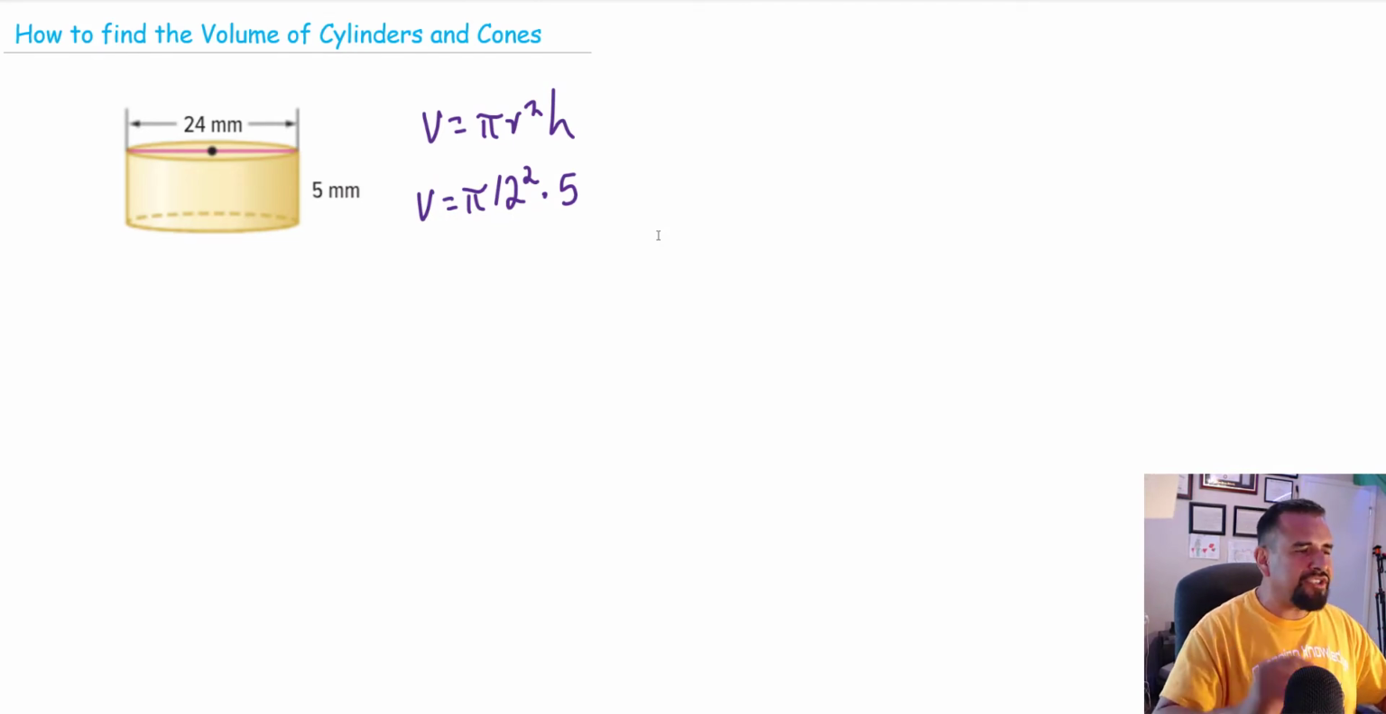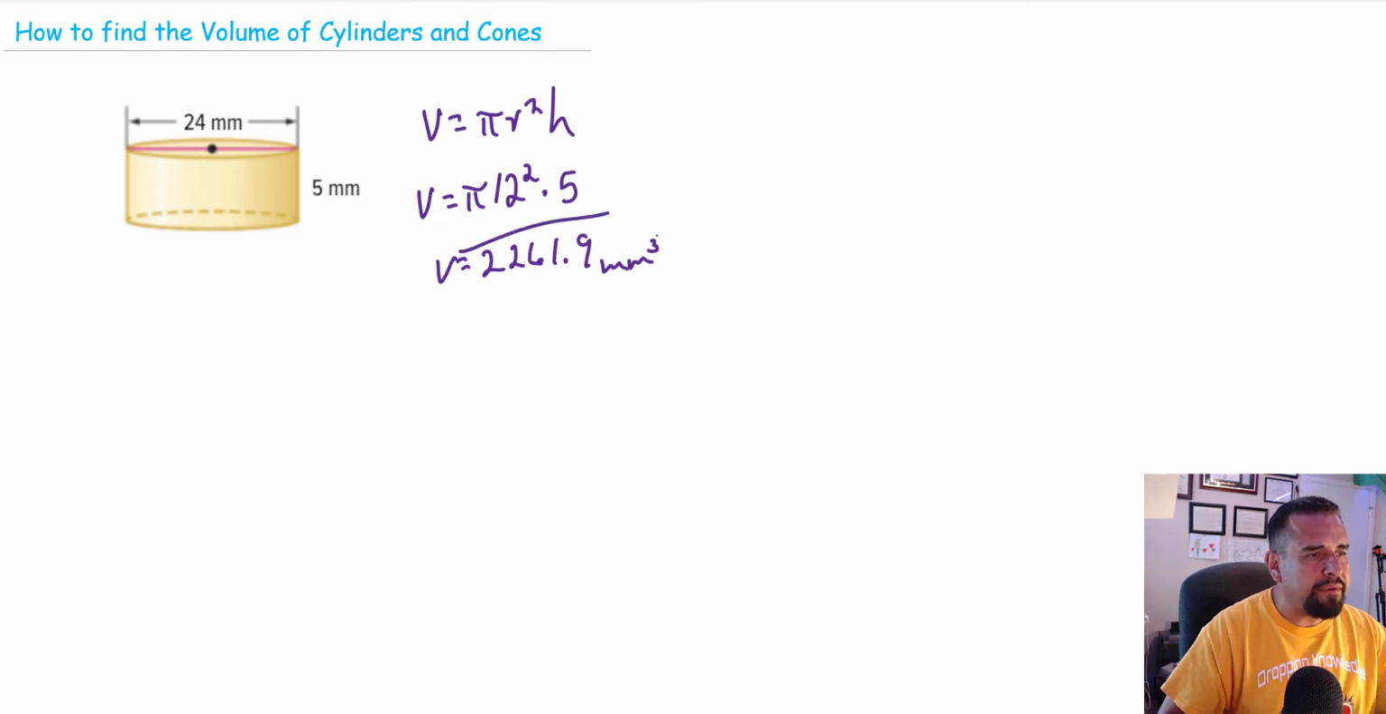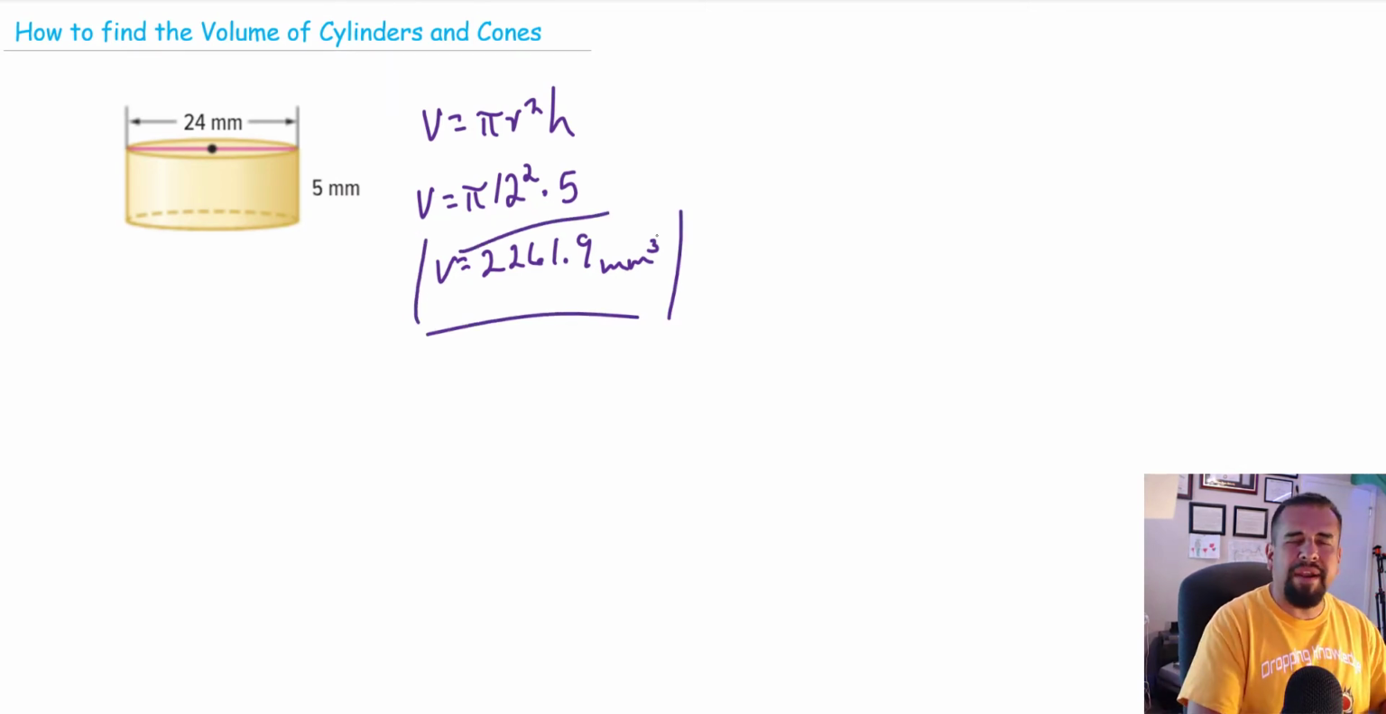The reason I wrote it just like this is because this is the way I want you to enter it into your calculator. We're going to first do the pi symbol, then 12 to the second power. Then we multiply that times 5, and we get our final answer, which is 2,261.9. Millimeters cubed. Cubed because we found the volume. All right, that's my final answer.